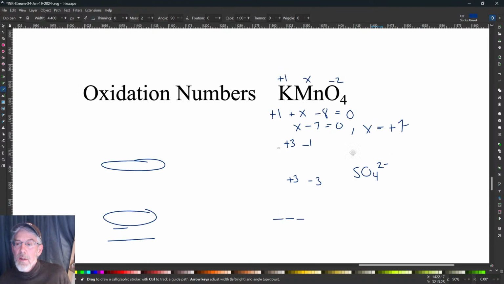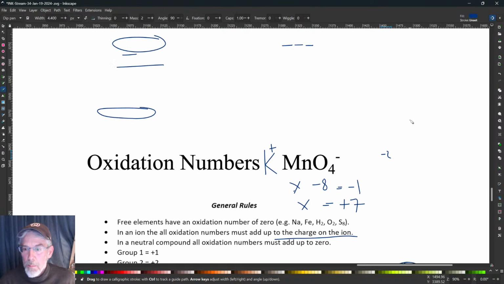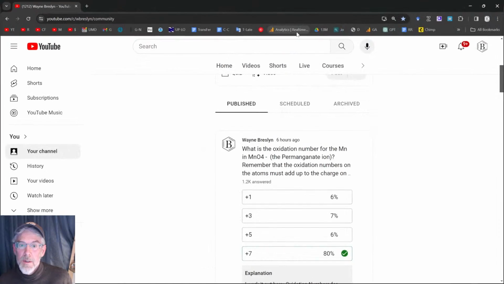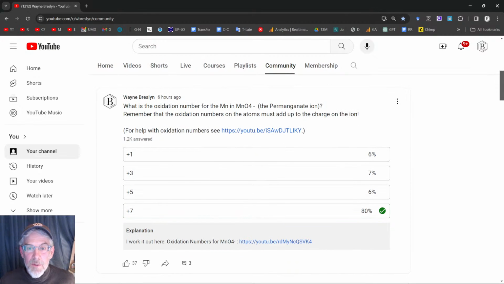So you can see that the plus and the minus will balance out. That's why KMnO4 is a neutral molecule. Let's look at the poll. Let's see how people did on the poll here. So I asked, what is the oxidation number of the manganese in this permanganate ion here? And 80% of the people got it right. So I guess that's okay.